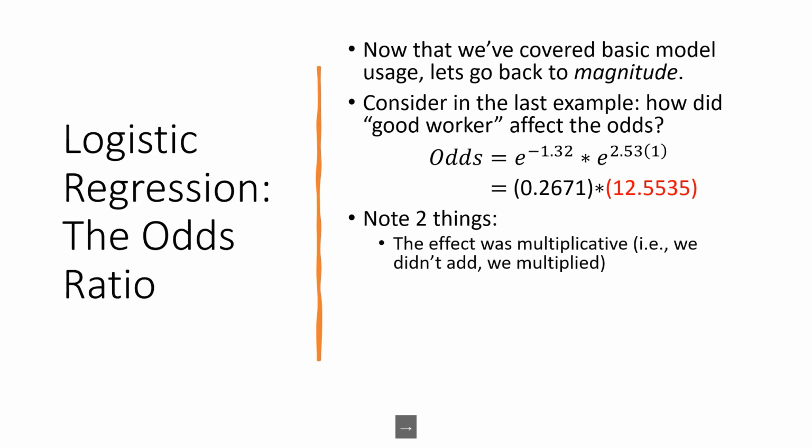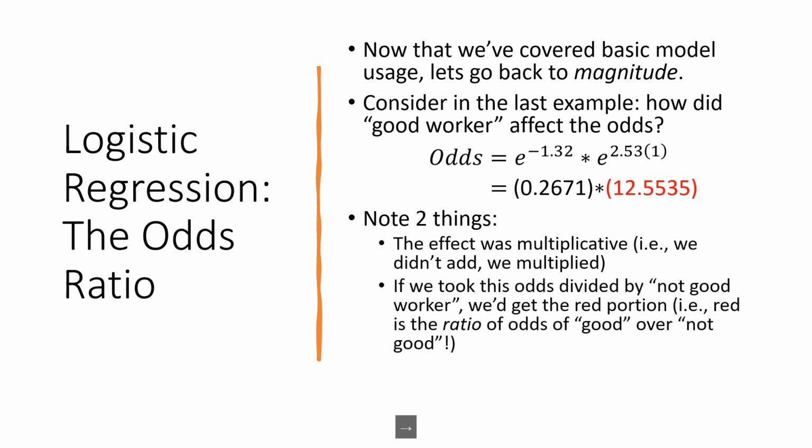Now, in this particular case, again, it's important to realize the effect was multiplicative, and this is a weird one. If we took this odds listed right here, the one that's listed here with the black and red is the odds of the good worker. The odds of a bad worker is just the stuff listed in black, and we divided them. We put the odds of the good worker divided by the odds of the bad worker. The 0.2671s would cancel out. We would be left with the stuff in red, 12.5535.